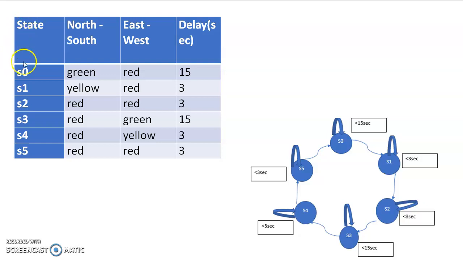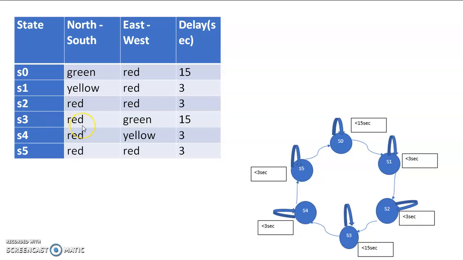The same can be represented as states S0 to S5. S0 is the state where north-south is green, east-west is red, with a delay of 15 seconds. S1 is the state where north-south is yellow, east-west is red, with a delay of 3 seconds. S2 is the state where both north-south and east-west are red for a delay of 3 seconds.